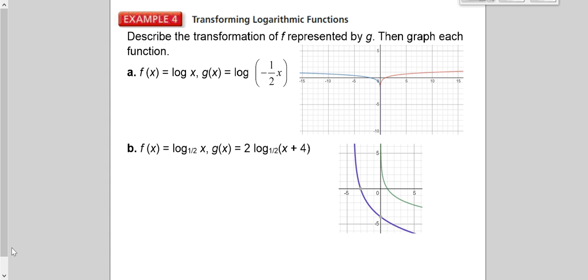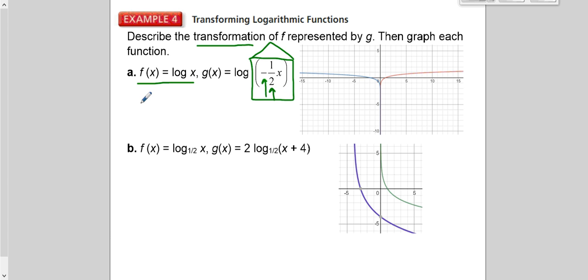All right, I already have the graphs here. So we're comparing to f of x. Describe the transformation. What does the negative do? What does the 1/2 do? Notice it's tucked in with x. It's part of what we're finding the logarithm of. So it's in the house. In the house is horizontal. And we have two transformations happening.